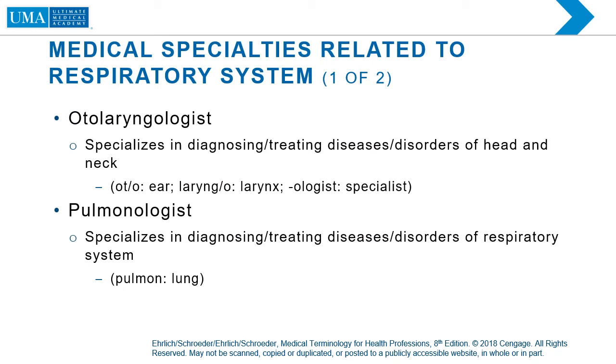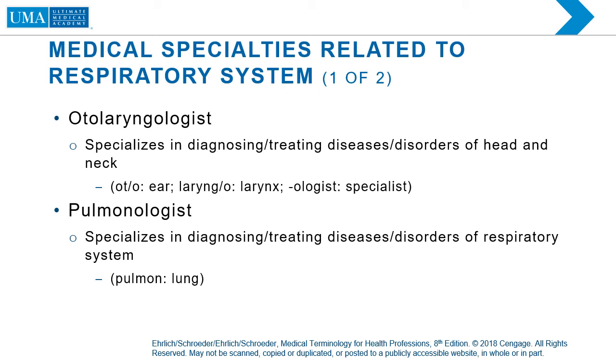As with other body systems, the respiratory system also has medical physicians that specialize in diseases or conditions of the respiratory system. Some of those specialties would be an otolaryngologist, and this would be anyone that specializes in the diagnosis and treatment of diseases and disorders of our head and neck. You may hear this doctor referred to as the ENT for ear, nose, and throat. Notice when you break the word down, oto meaning ear, laryngo for the larynx, and ologist for specialist or one who specializes in.